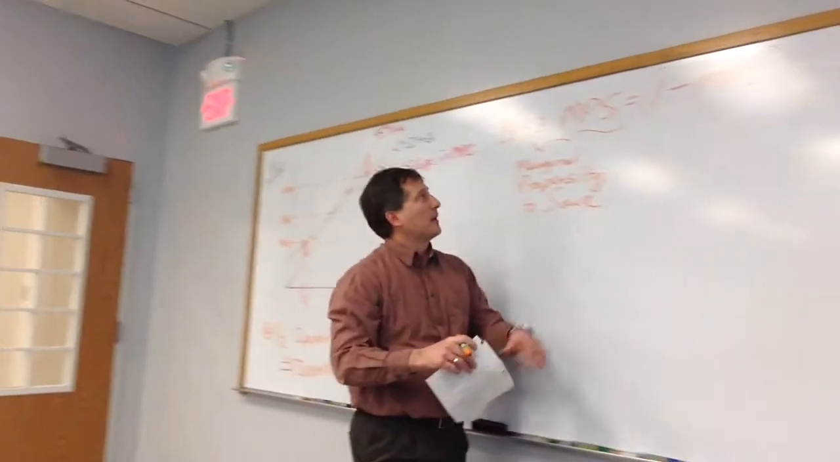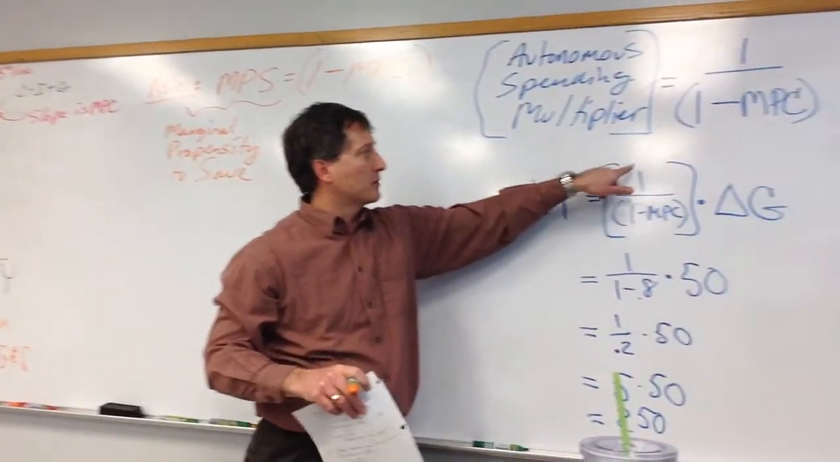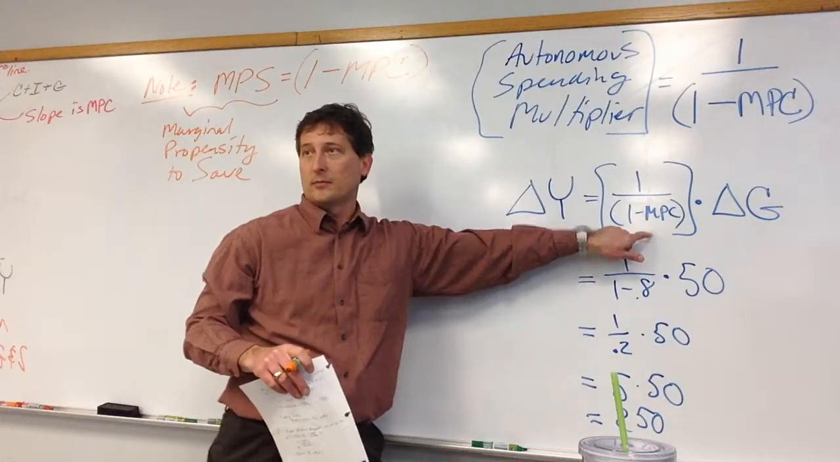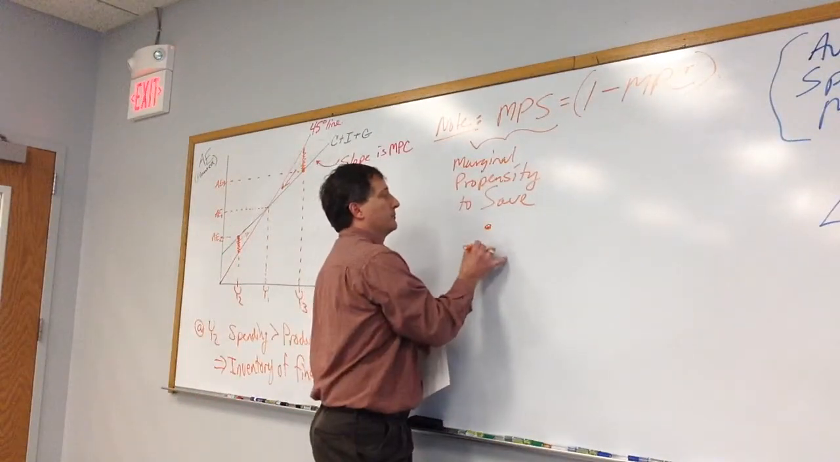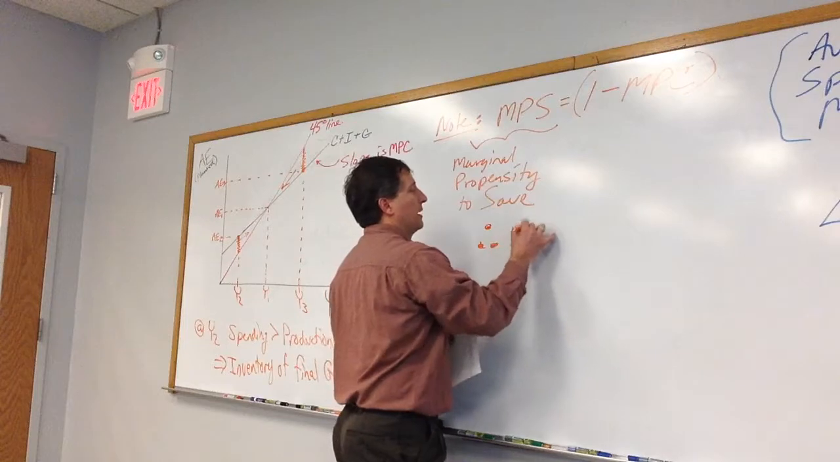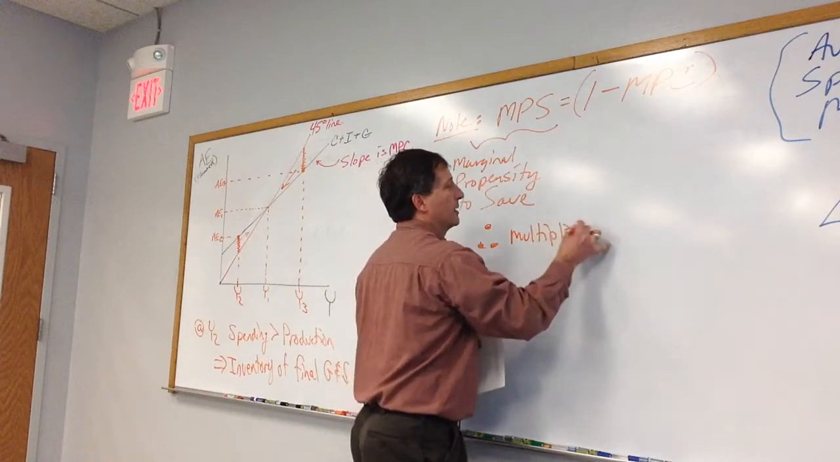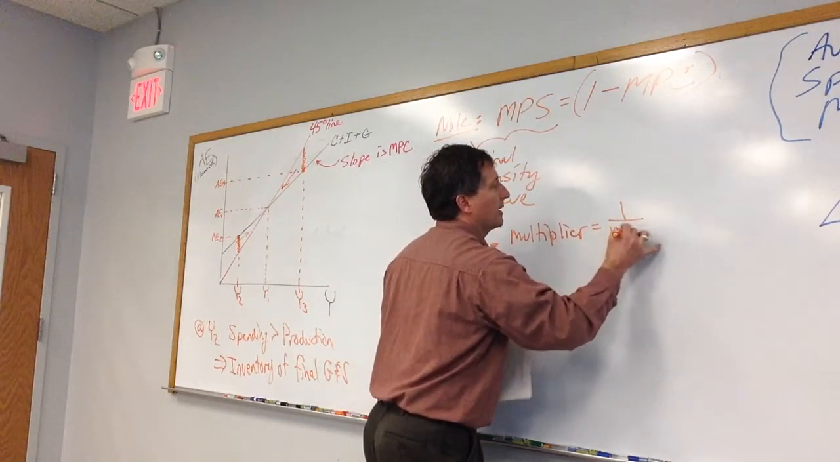Okay, which would mean that the multiplier could be characterized as 1 over the MPS, which would work too. So therefore, the multiplier can also be written as 1 over the MPS.